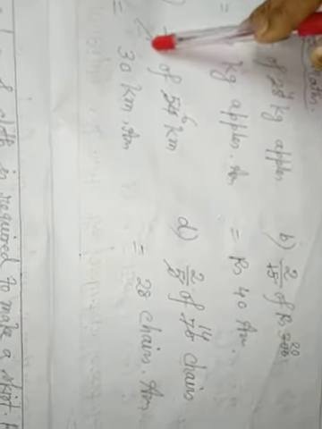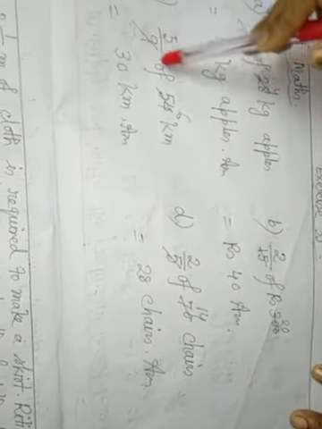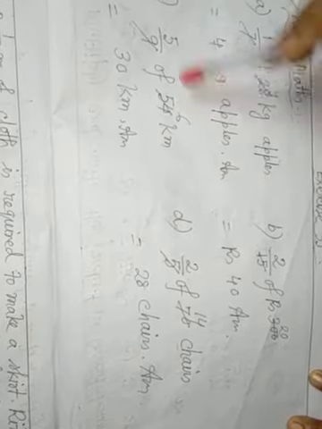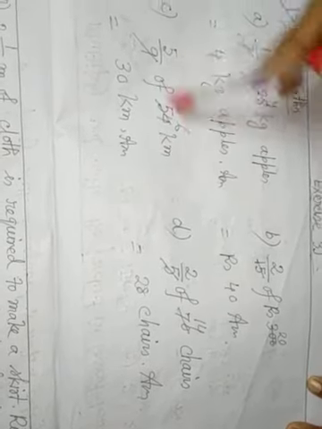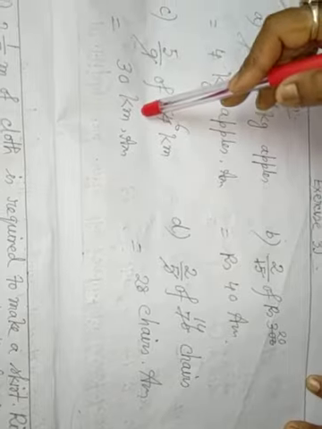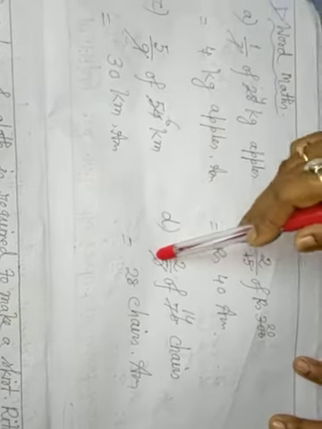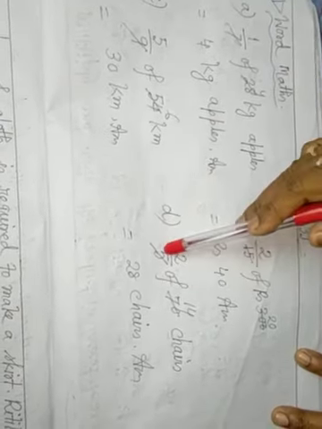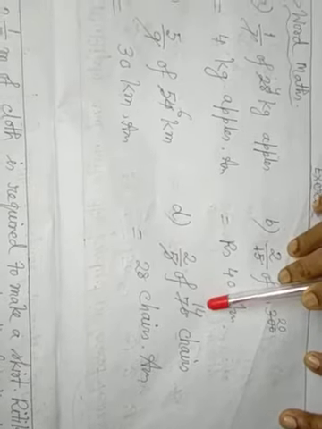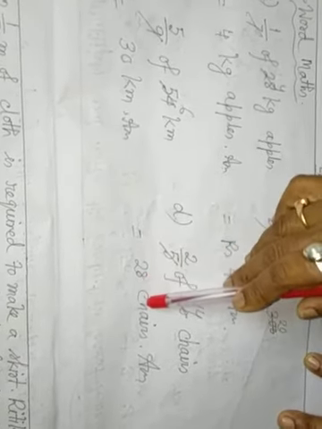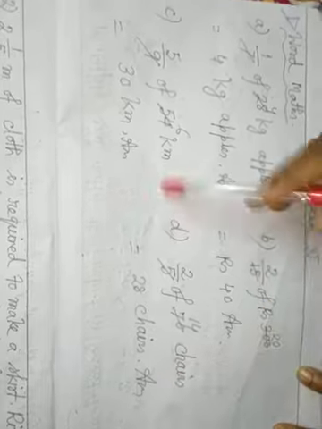C, 5 by 9 of 54. 9 into 6 are 54. So 5 into 6, 30 kilometer. Unit kilometer. D, 2 by 5 of 70. That is 5 into 14 is 70. So 14 into 2, 28. This is units.